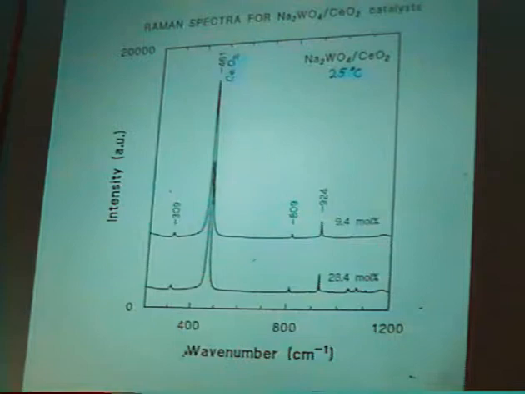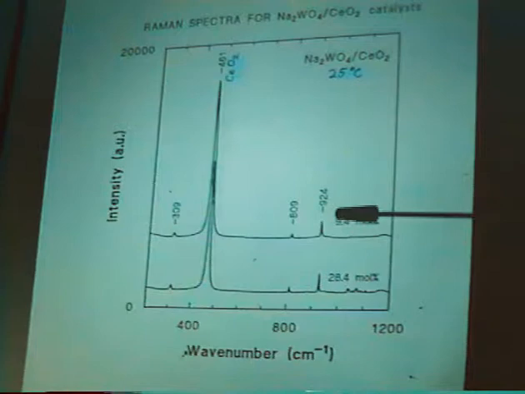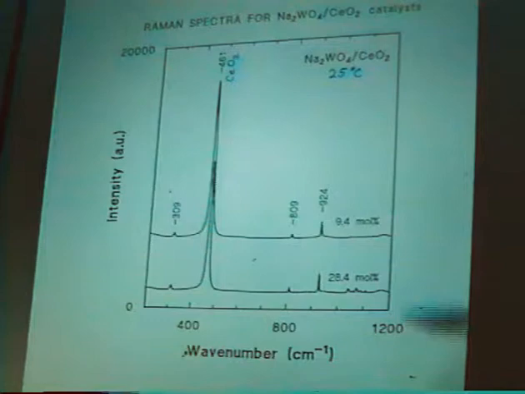Now that's going to be an interesting point in a moment, because we're going to demonstrate by using another technique that the surface is almost certainly covered at least by a monolayer of sodium tungstate. So even though the exposed surface is sodium tungstate, with Raman we sample deeper, and we observe the cerium oxide present. The other point that we can make from this spectrum is that the bands are almost identical to those which were found in pure sodium tungstate.